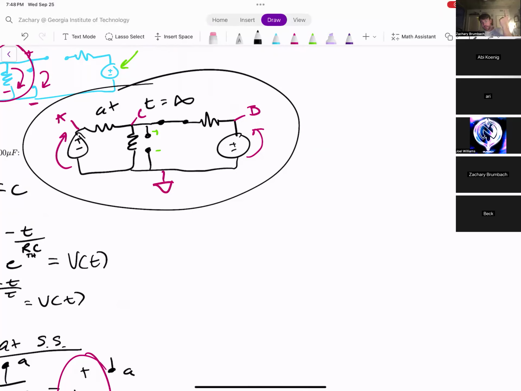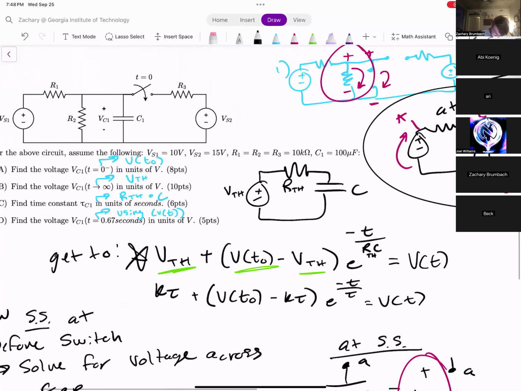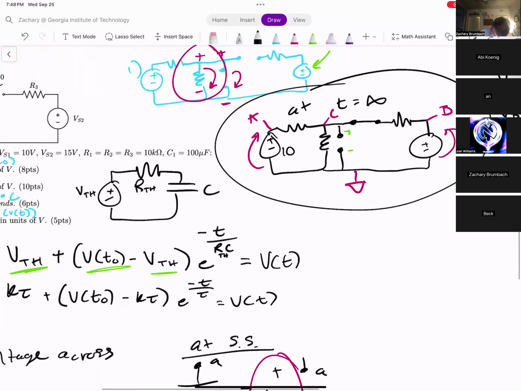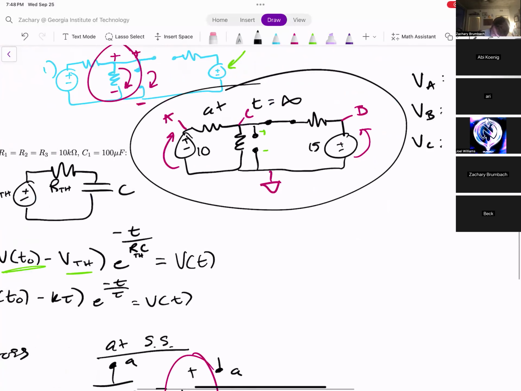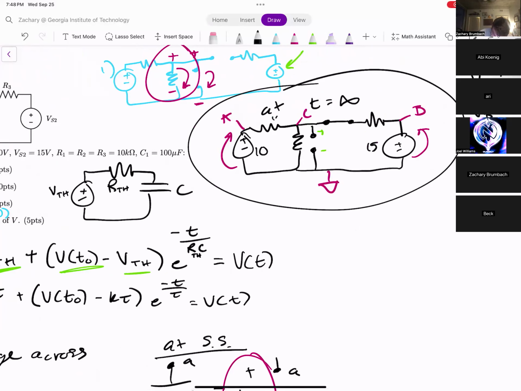Set a ground, name your other nodes. Step one, we've done that. Here's my ground, here's my other nodes. Now let's just start looking at them. So we have VA, VB, VC. For VA, let me check what these sources were. So this one's 10, this one's 15, and my three resistors are all 10 kilo ohms.